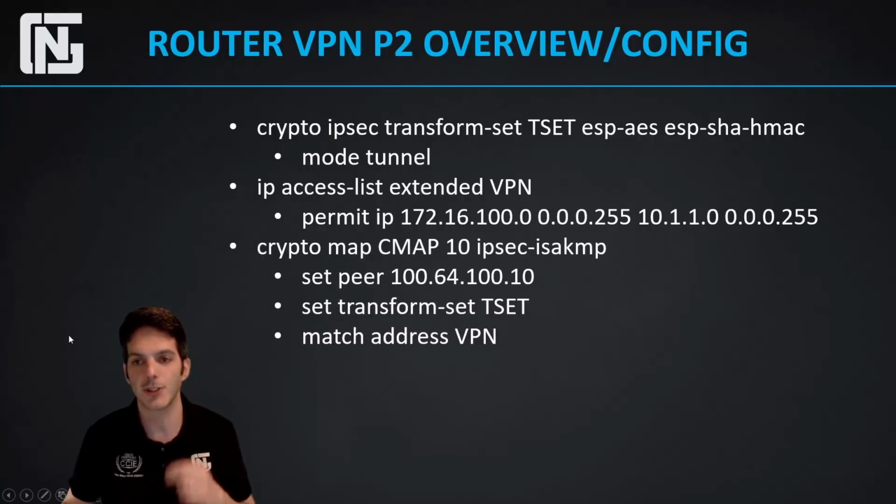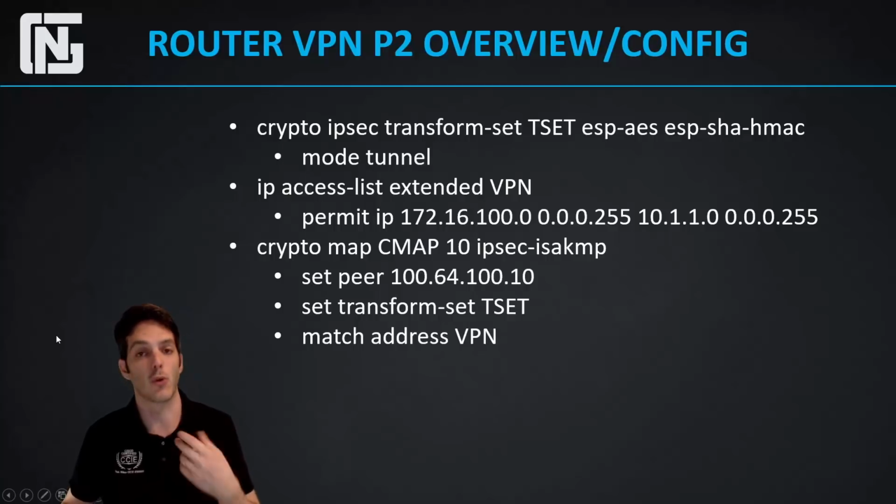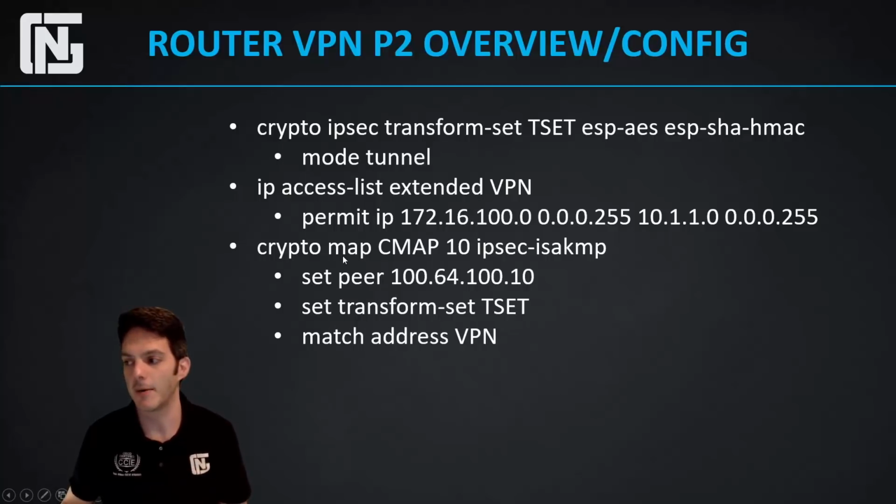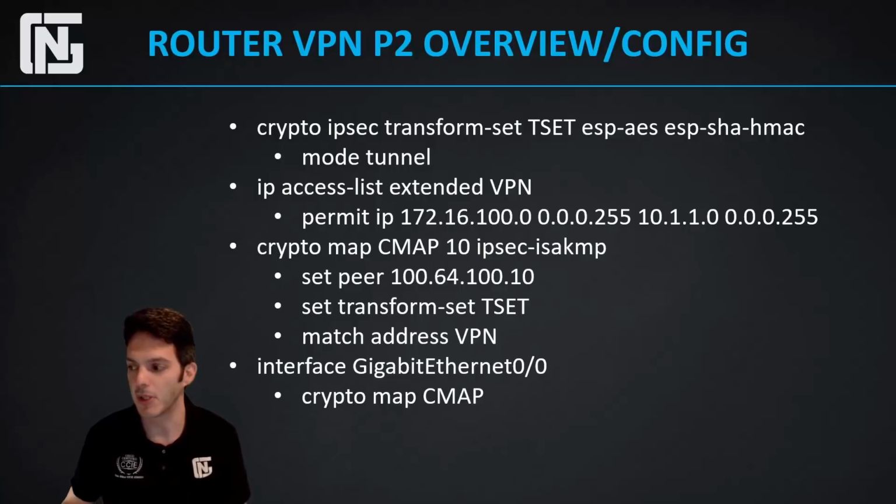Now, these are two constructs that have to be configured globally and then mapped underneath the crypto map. And then we also have to set the peer. In this case, the peer will be ASA1's public IP address, which is 100.64.100.10. Once we have all that configured, the next step in the process is applying the crypto map to the gig 0/0 interface.